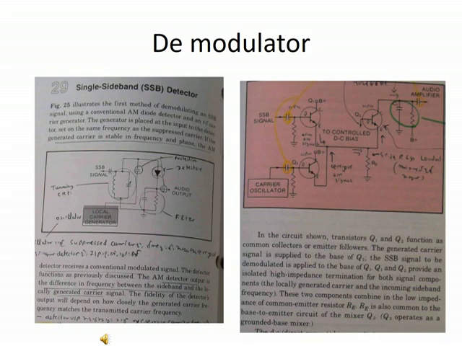In this case, there will be a single sideband detector. Single sideband detector means all the demodulation signal we can produce a single sideband. So this single sideband detector is provided in the diagram. Those diagrams take out the carrier signal from the modulated signal. This is what we call a demodulator.